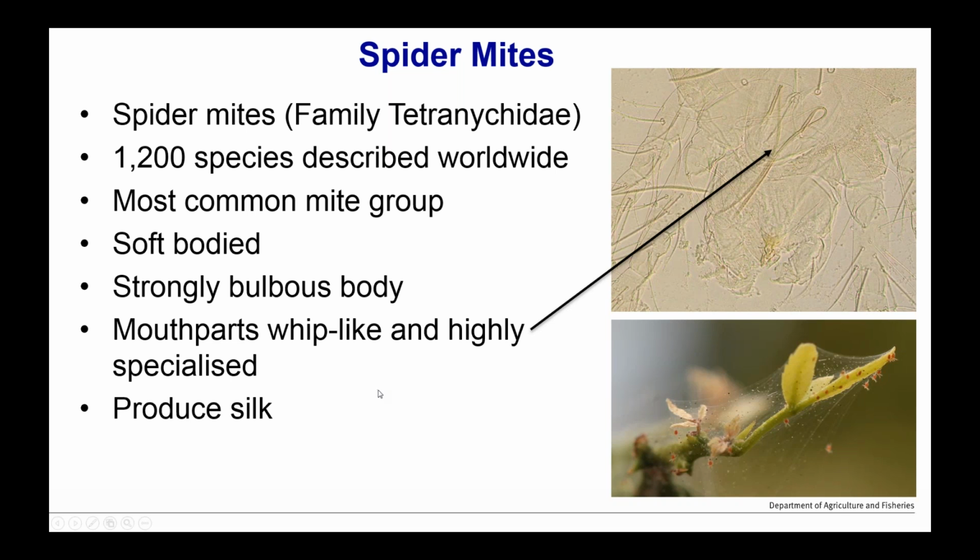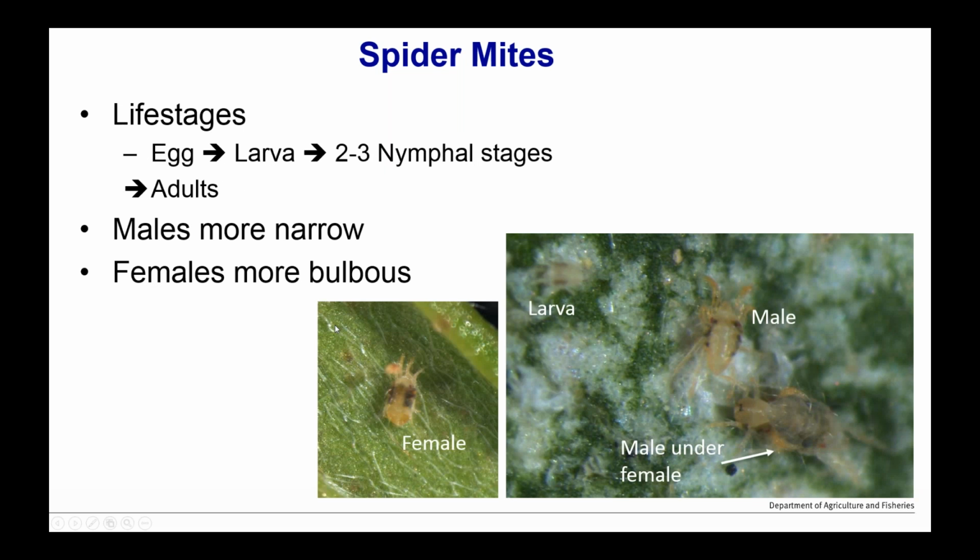Another major characteristic of spider mites is that they produce silk, and different species of mites produce varying amounts of silk. Some will produce more, some will produce less, and sometimes the way they produce the silk is highly specialized, and we'll talk about that in a moment.